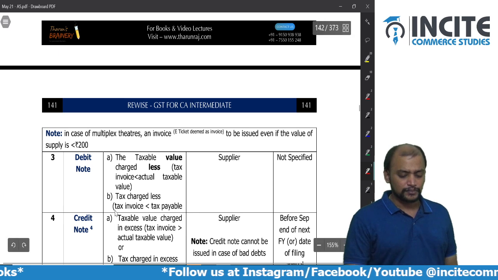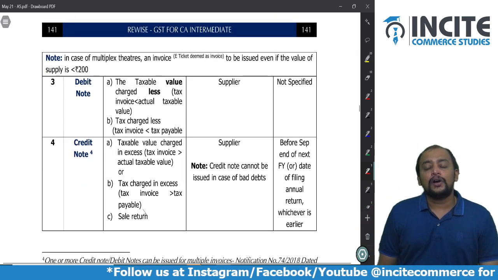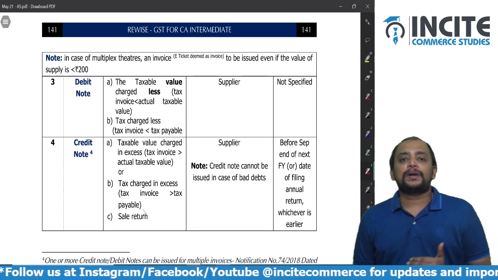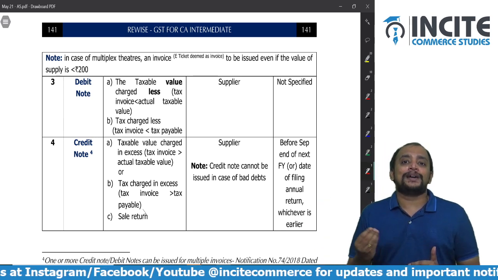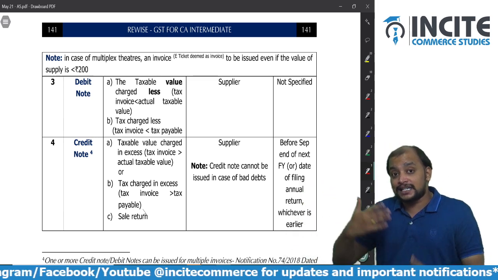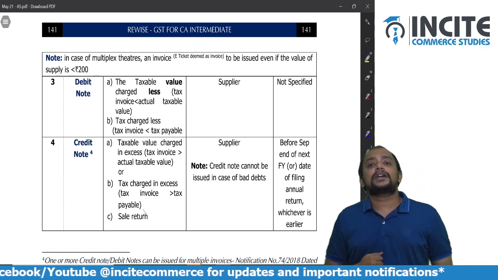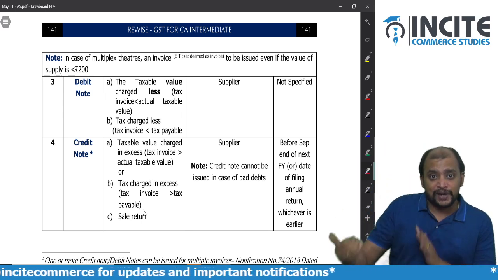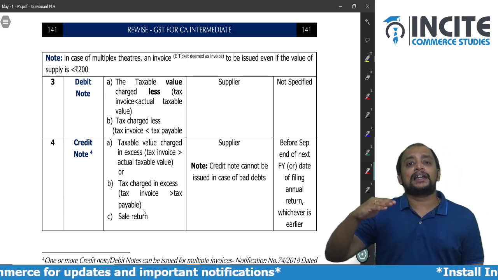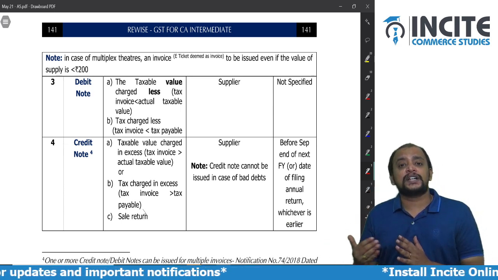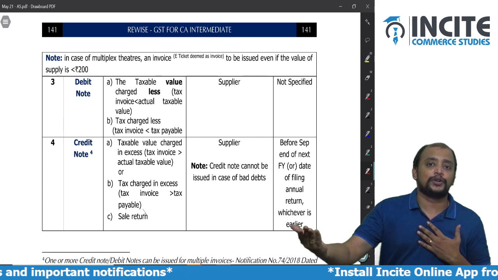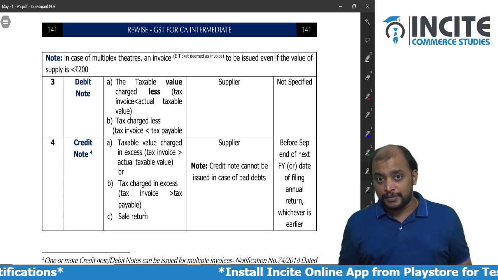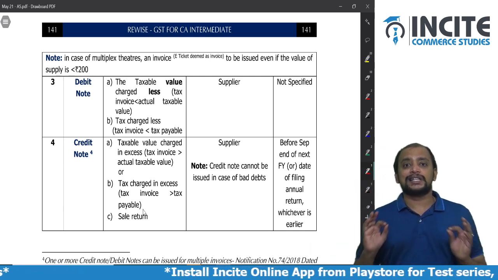Then next, debit note and credit note. Already we discussed in value of supply. Whenever the supplier increases the invoice value by charging an extra amount to the recipient, the supplier will be giving a debit note to the recipient. Whenever the supplier reduces the invoice value, as the recipient's balance shows a debit balance and if the recipient's balance comes down, we will credit, so we will give a credit note to the recipient. So that's about debit note and credit note. For debit note, there is no time limit, but for credit note, there is a time limit. What is the time limit?